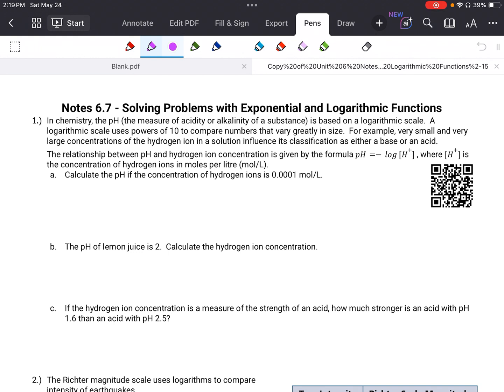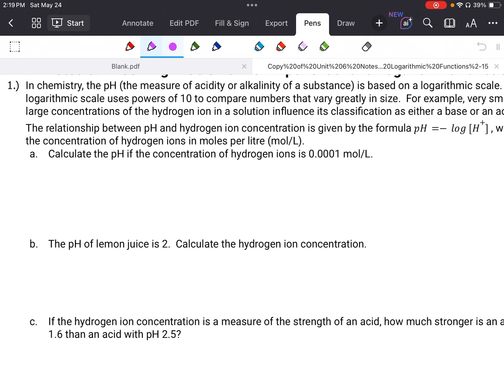The relationship between the pH and hydrogen ion concentrations is given by the formula pH equals the negative of log of H plus, where H plus is the concentration of hydrogen ions in moles per liter. Okay, seems a little complicated, but the work is actually not so bad.